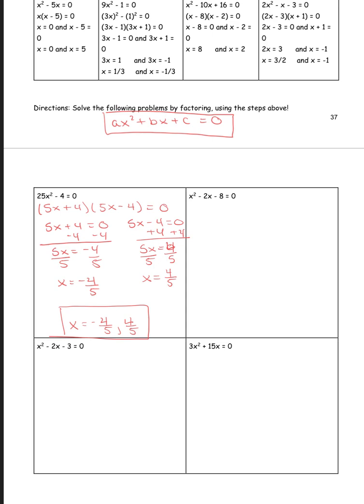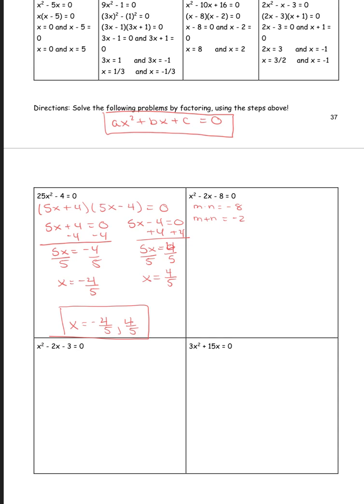Looking at the second example, we have x squared minus 2x minus 8. First we're going to look for a GCF. We do not have a GCF here, so we are going to factor using our basic trinomial. Again, we're looking for two numbers that when we multiply give us negative 8, and when we add them together give us negative 2.